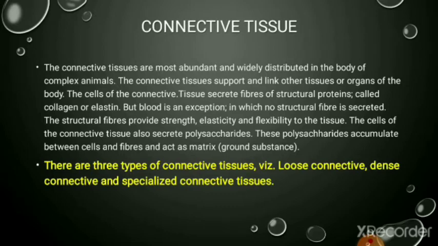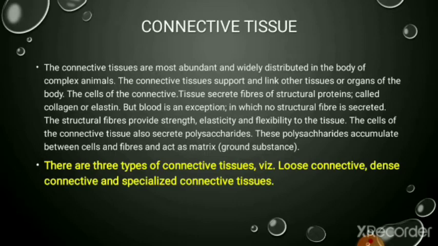Blood is an exception in which no structural fiber is secreted. As we have already discussed, blood is an exception among the connective tissues because it is liquid in nature. So it does not secrete any particular kind of structural fiber from itself. The structural fibers provide strength, elasticity, and flexibility to the tissue.